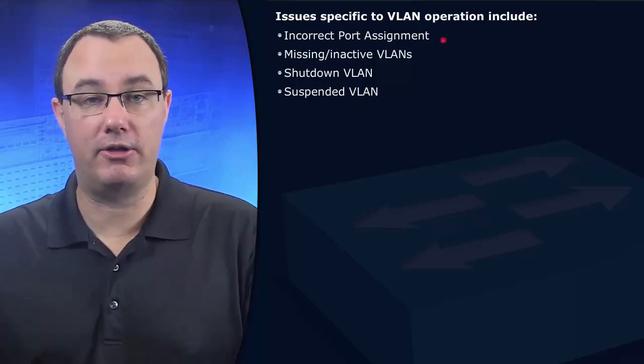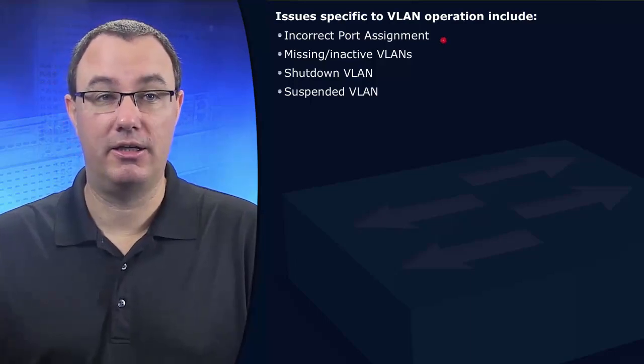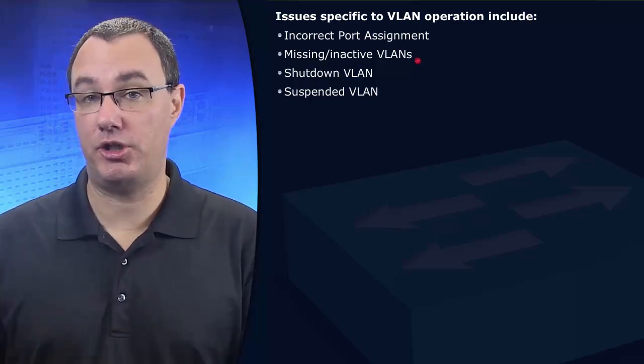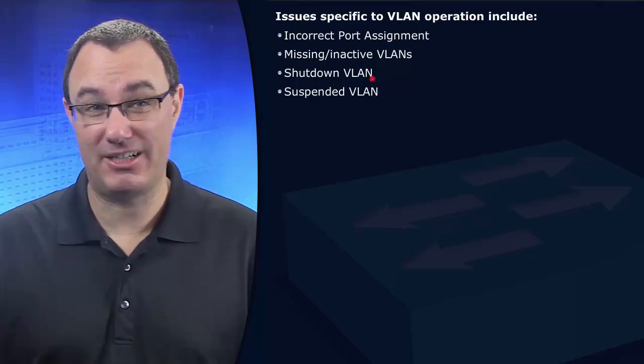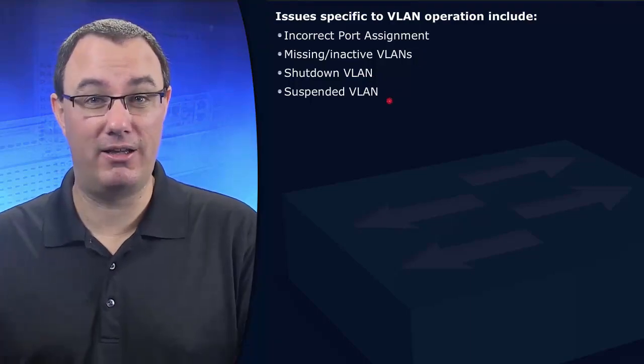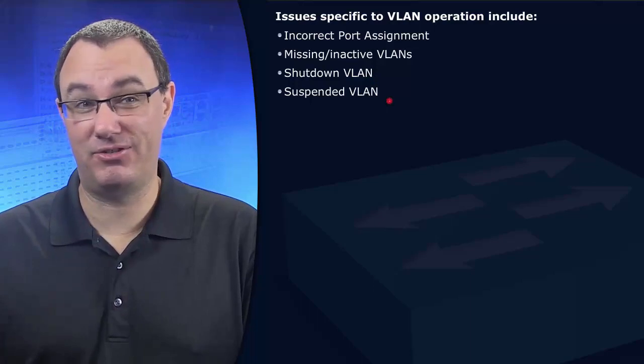And there's a lot that can go wrong. Ports could be assigned incorrectly on the access layer. We might not have the definition of those VLANs. They can actually be shut down and suspended as well, which means they are administratively disabled.